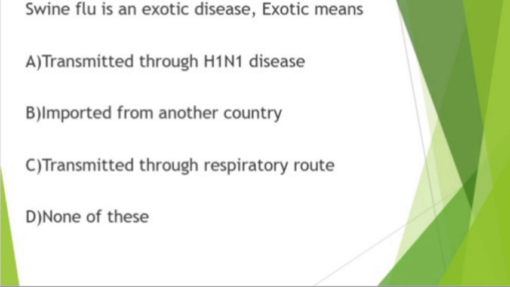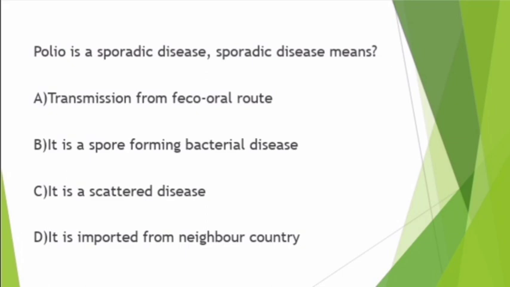Correct answer is option B. Imported from another country. Polio is a sporadic disease. Sporadic disease means: A. Transmission from fecal-oral route, B. It is a spore-forming bacterial disease, C. It is a scattered disease, D. It is imported from neighbor country. What is sporadic disease? It is a scattered disease. Option C is the correct answer.